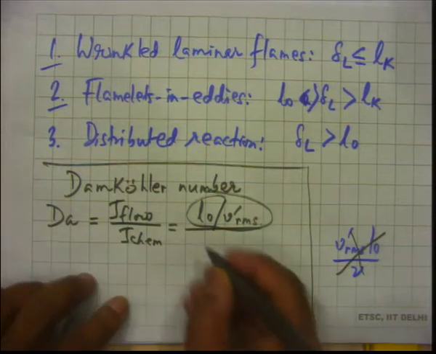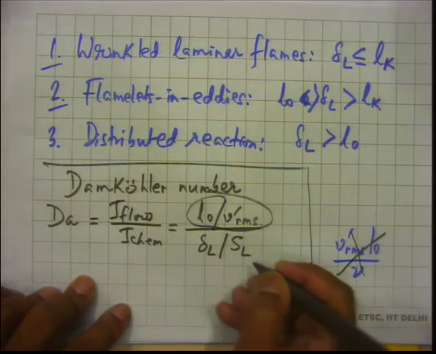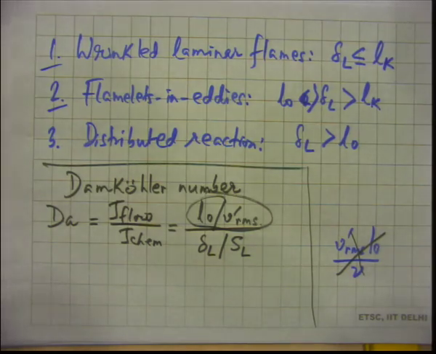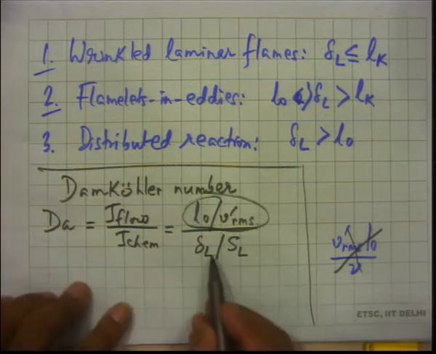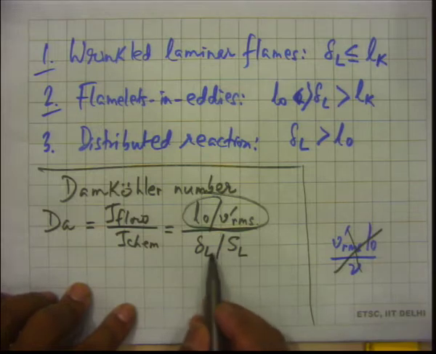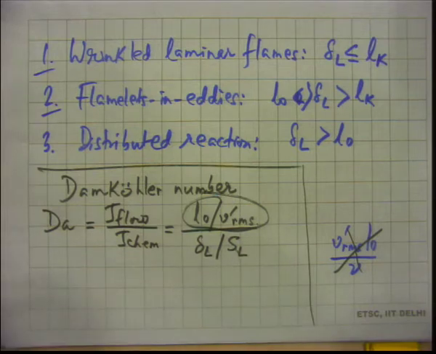Now, tau chemical is delta L divided by SL. So, this is a chemical time scale, and we are getting it using the laminar flame thickness and the laminar burning velocity. It somehow brings in chemistry, because there is chemistry hidden inside this SL as well as in delta. Again, check whether it has a time scale. Obviously it has, because this is a length scale divided by a velocity scale, so this is also time. So, this is the Damkohler number.